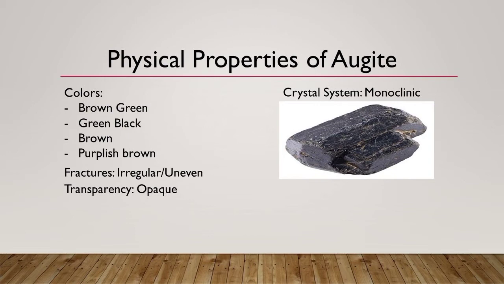Next, physical properties of augite. Colors: brown-green, green-black, brown, purplish-brown. And yung crystal system nito ay monoclinic, which means hindi pantay gaya ng sa feldspar, fractures, irregular, or uneven. So, yung kagaya ng kanina, kapag daw nabiyak yung augite ay hindi daw siya pantay, and yung transparency is opaque. So, ibig sabihin, hindi siya transparent.